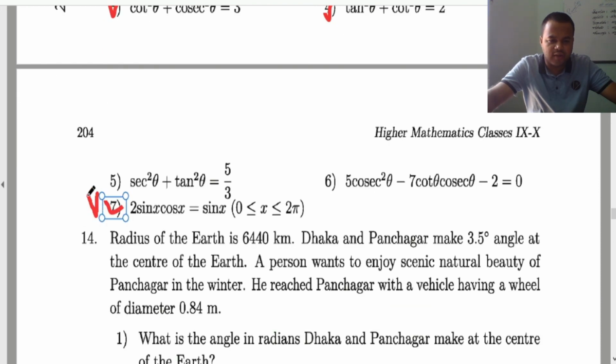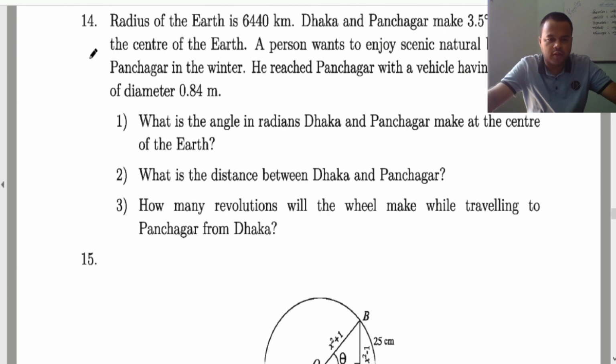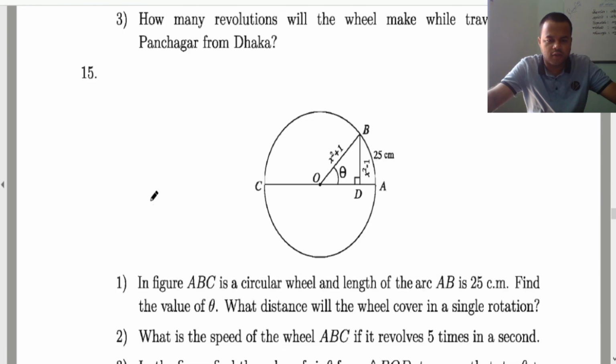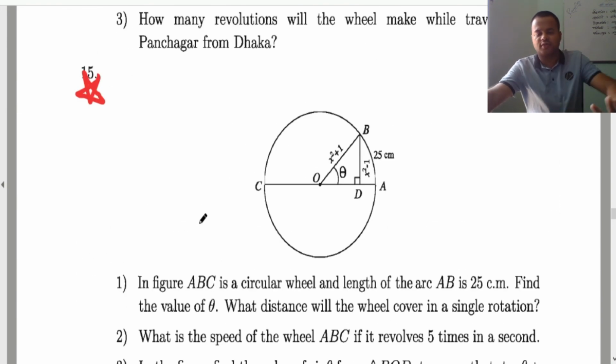Here number 7 is very important, because you will find 5 values here. And CQ, that is 14, and here 15. That's all of our syllabus.